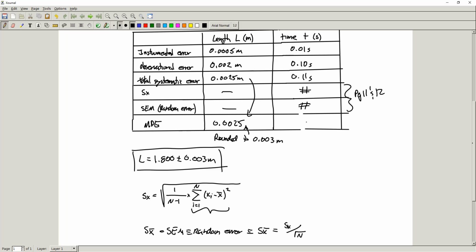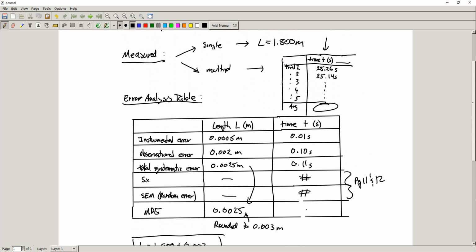Once you have a measurement that you're making multiple times and you have access to statistical methods, in this lab, the way we handle this is we take the greater of either the total systematic error or the random error. I've seen a lot of people adding these two together. It's not the total of the two. You look for which one is larger.